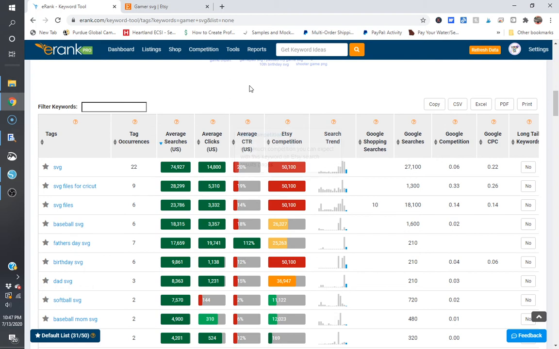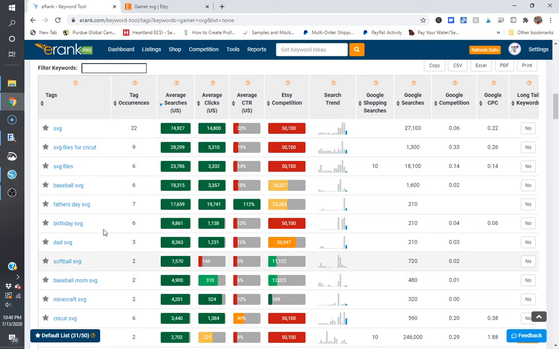So if you notice, this is based off of 1 year of data, whereas Marmalade is forecasting current data. Okay, so it's a little bit more real time than eRank. eRank is a little bit, I don't want to say super dated, but it does take information over a 1 year period of time. So when you do searches like this, you can see this all over the place.